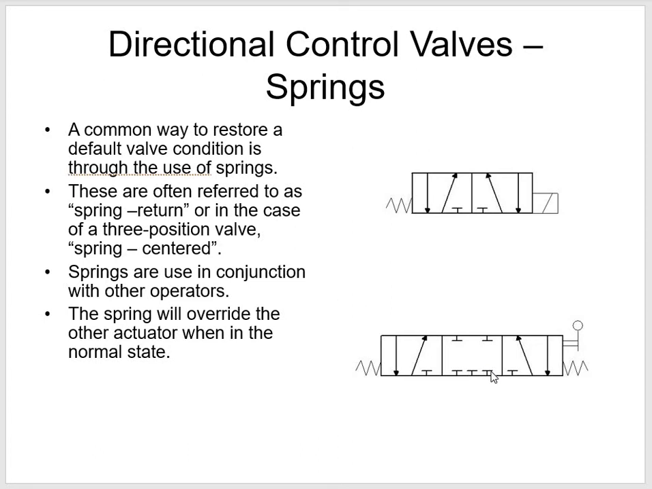And because every one of these has a little T-shaped symbol, either upright or upside down, that means that those ports are internally blocked, so that these would not allow any type of flow or fluid to pass through the center position. That would be referred to as a normally closed center.